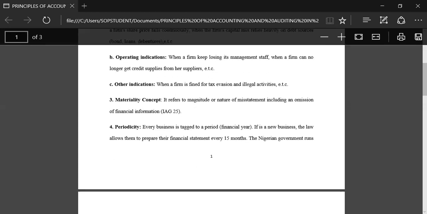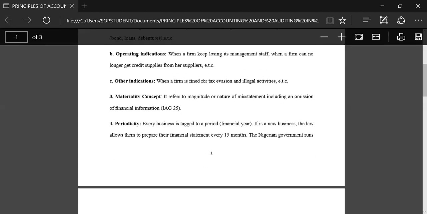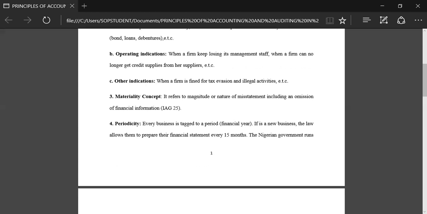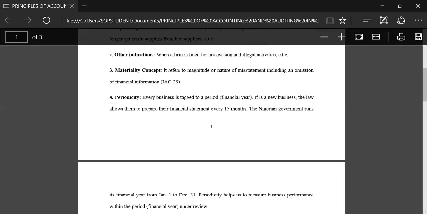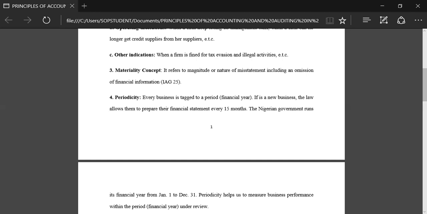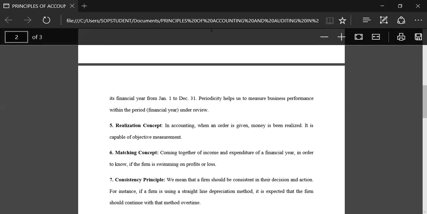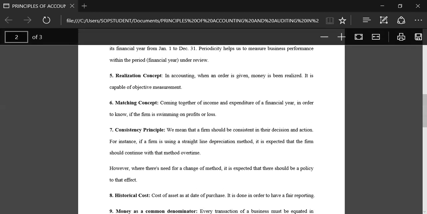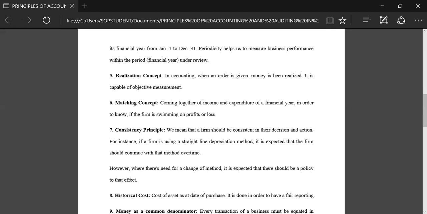We have the materiality principle or concept. It focuses on significant financial misstatements or omissions. We have the periodicity. This concept talks about measuring financial performances within specific periods. For example, in Nigeria, it's a January to December fiscal year. We have the realization concept. The realization concept states that when an order is given, money is realized.